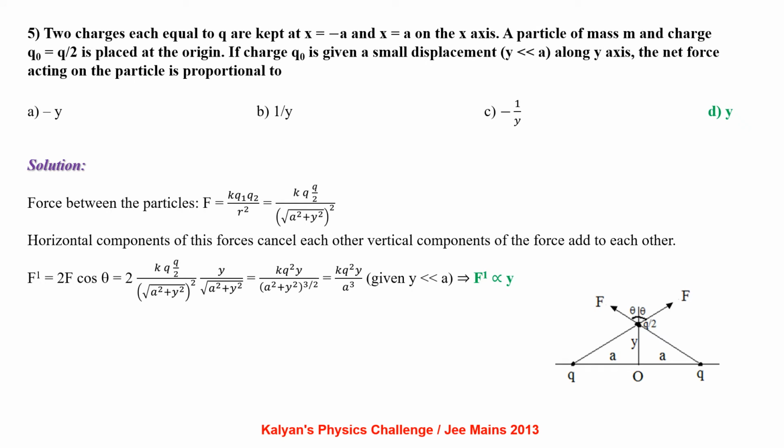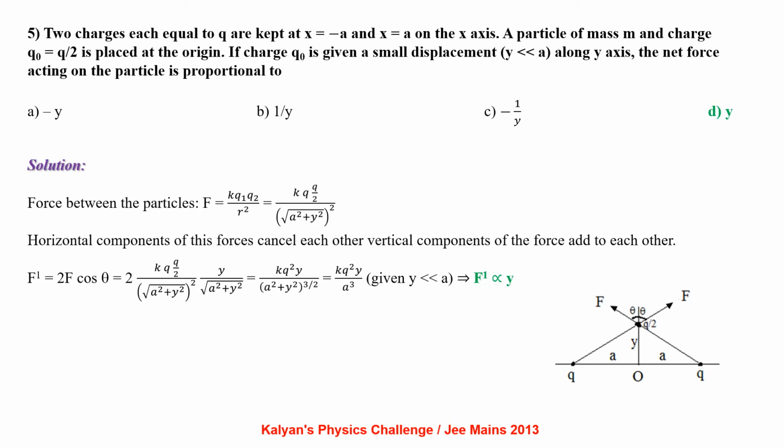Two charges each equal to q are kept at x equal to minus a and x equal to a on the x-axis. A particle of mass m and charge q naught equal to q by 2 is placed at the origin. If the charge q naught is given a small displacement y very much less than a along the y-axis, the net force acting on the particle is proportional to? Force between the particles F equal to k times q1 q2 by r square, that is k times q into q by 2 by root of a square plus y square whole square. Horizontal components of this force cancel each other while vertical components will be adding.